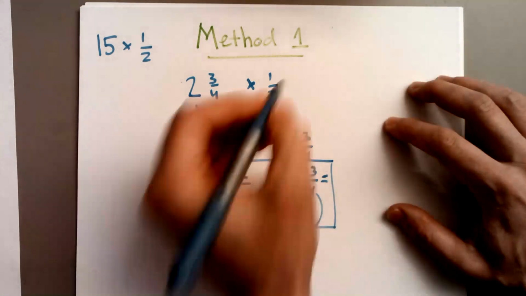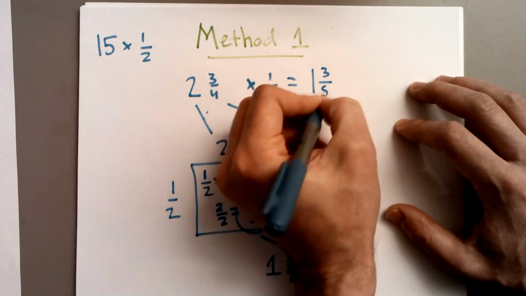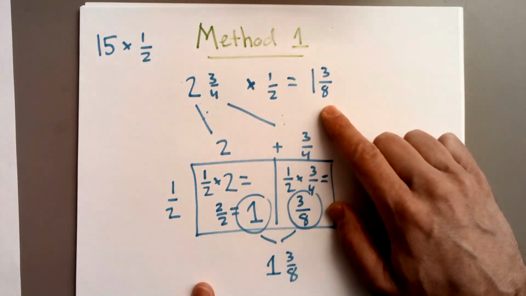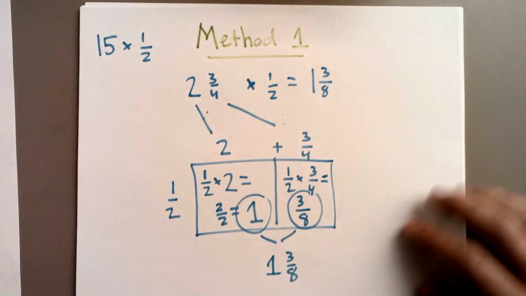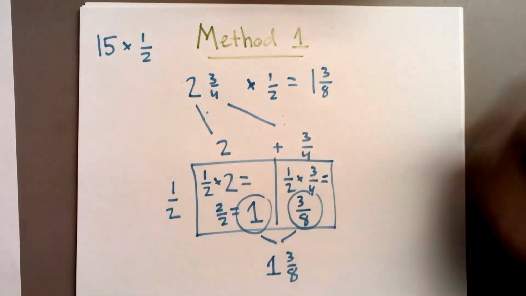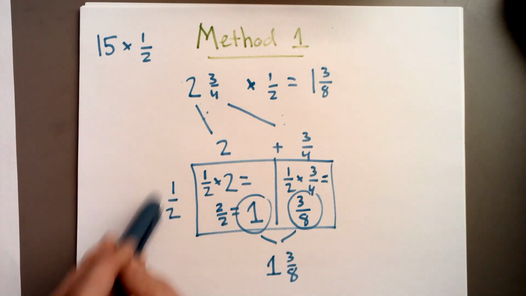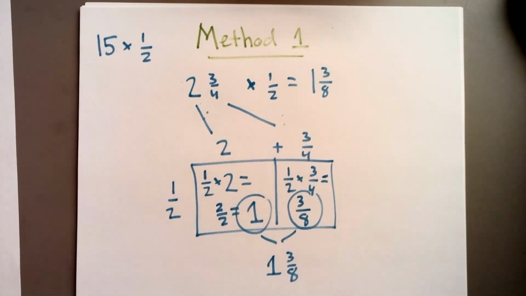So in this case, the entire product is 1 3/8. So this is method one, where you just have to break that mixed number into two parts. Multiply the other factor by both parts of that mixed number.